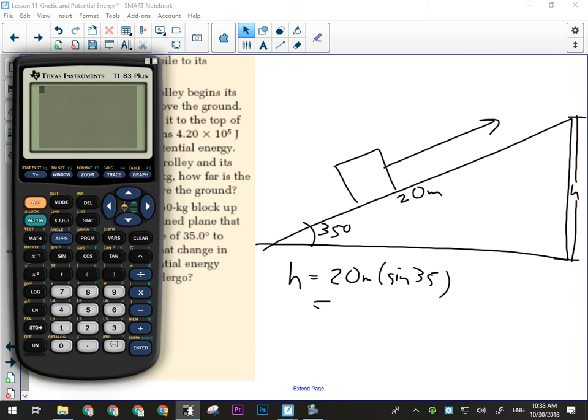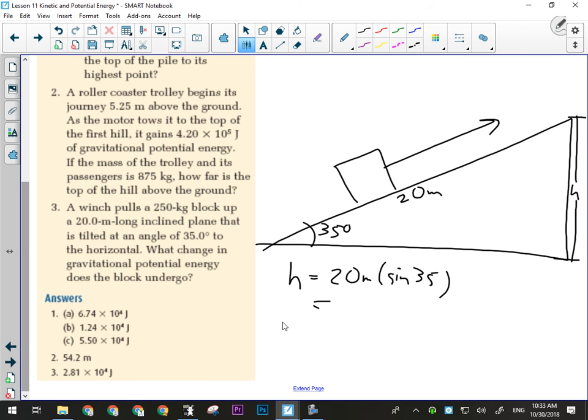So we'll have 20 times the sine of 35. All right, so it's going to end up being 11.47 meters tall. Obviously, we'll keep all the decimals when we're doing our calculations here.